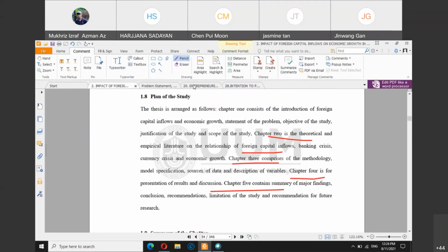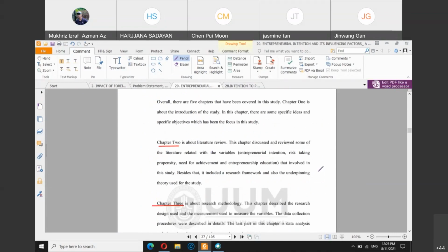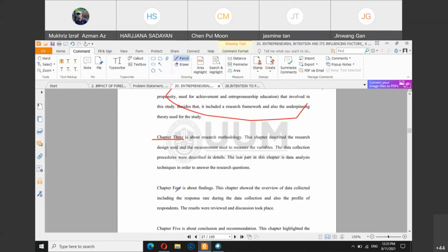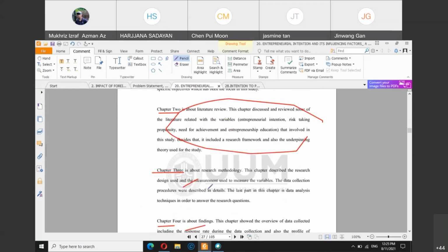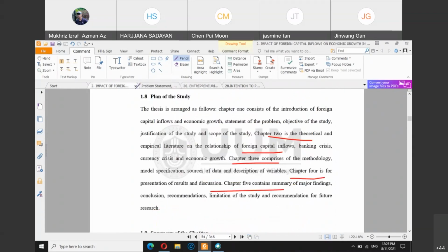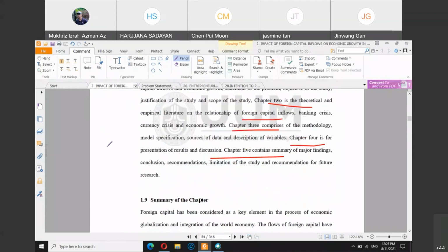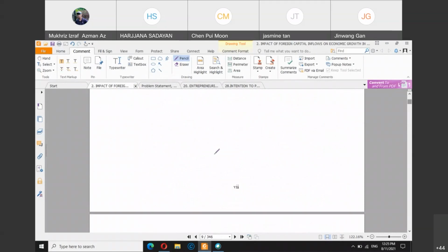So what do you plan to do for chapter 1, chapter 2, chapter 3? You can see that chapter 2 is more related to your topic, but chapter 3, chapter 4, and chapter 5 are quite general. So the writing for these can be used for any project, any title, except for chapter 1 and chapter 2, because those are more related to the particular project you are doing. And that's it. Summary chapter, no need. So you can stop at the organization of the study or plan of the study.